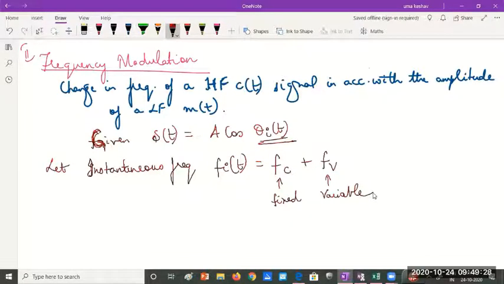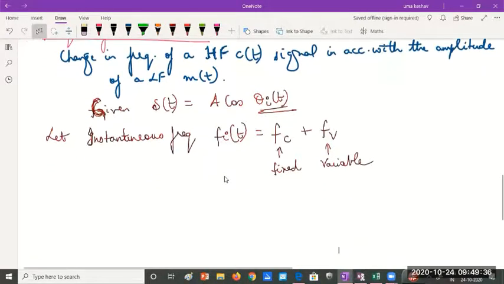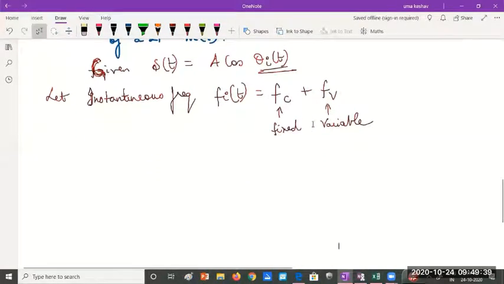So we can define this instantaneous frequency, the frequency at any given instant of time, as a fixed frequency plus a variable frequency. So this fc, which represents the actual carrier frequency for which you have designed the carrier, that is fixed. So you use an oscillator to generate a carrier of 100 kilohertz, that would be your fc and it is fixed. But later on I have a second part in that, which I am going to vary in accordance with the message. That I am calling fv.